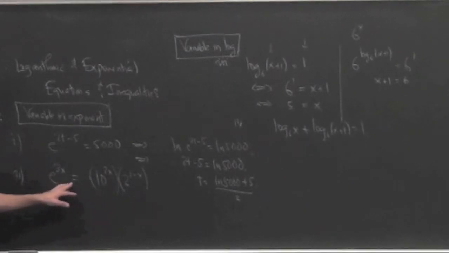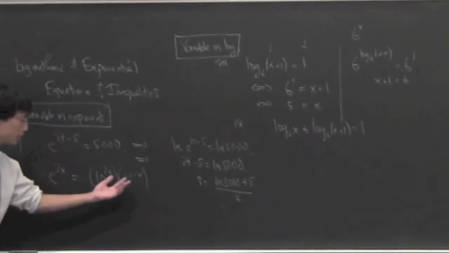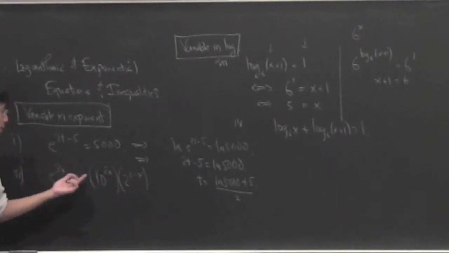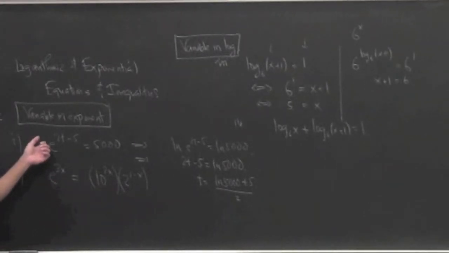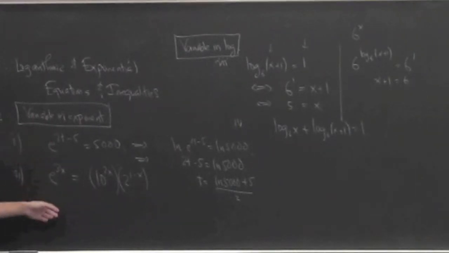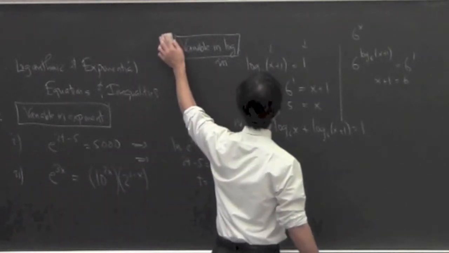Here's the second example, slightly more complicated. Right? e to the 3x is equal to this thing, and the variables are in the exponents. There's just more of them, right? So it's not all different. What can we do? In the first case, we took the log of both sides. Second case, you can take the natural log of both sides. We're going to try to pull the exponent out.